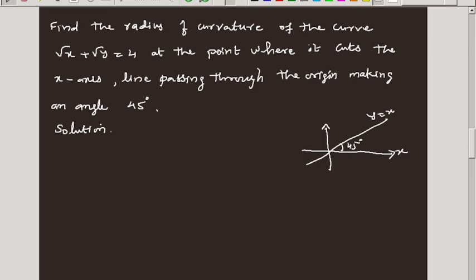So here y is equal to x for the given equation according to the condition as angle 45 degree. So here we substitute this y equal to x in the given curve. So here root x plus root x equal to 4. We get 2 times root x is equal to 4. We can cancel 2 and we get root x is 2, so x is 2 square. We get x is equal to 4.